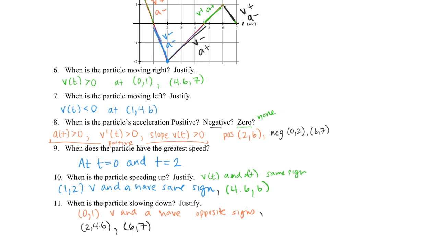Okay, so when the velocity and acceleration had the same sign, that was 1 to 2 and 4.6 to 6. The particle was slowing down when the velocity and acceleration had opposite signs. So that was from 0 to 1, 2 to 4.6, and also from 6 to 7.